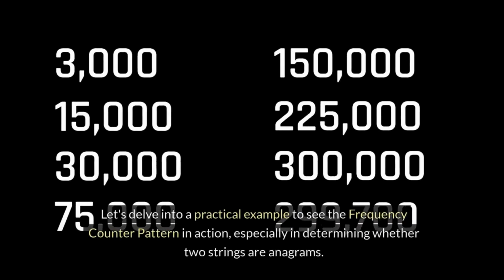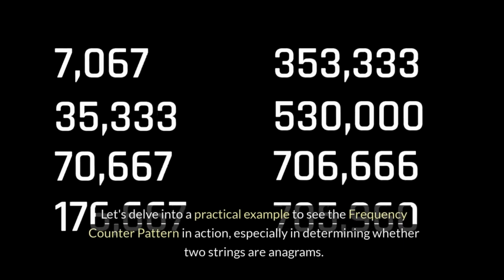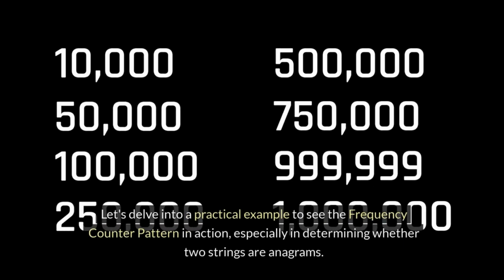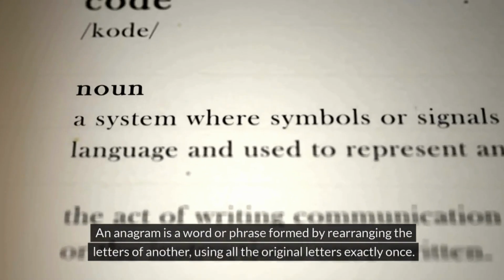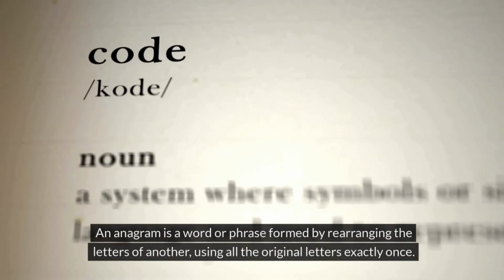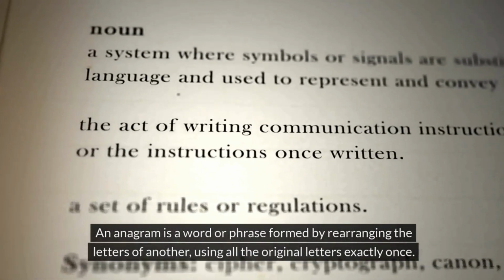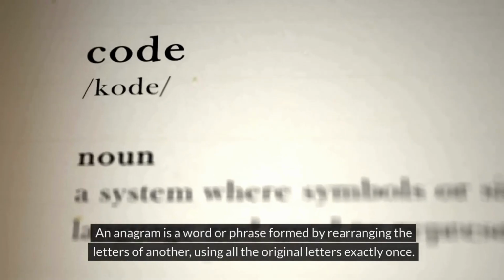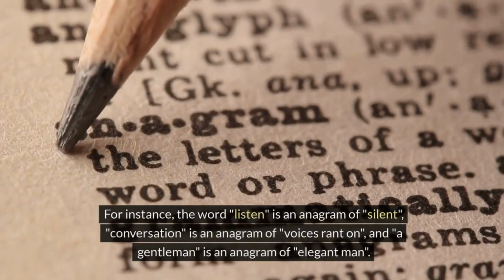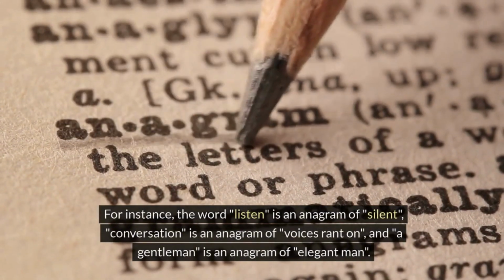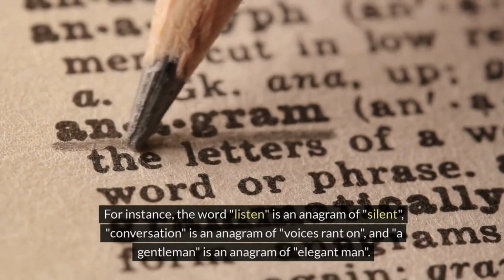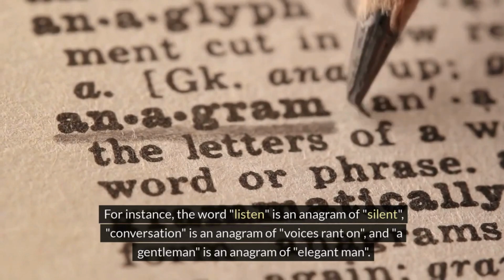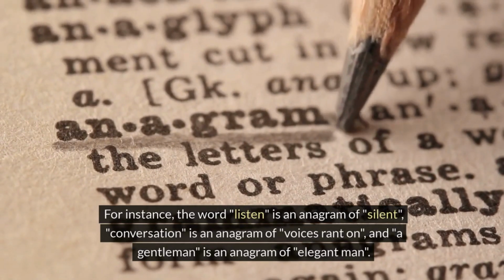Let's delve into a practical example to see the frequency counter pattern in action, especially in determining whether two strings are anagrams. An anagram is a word or phrase formed by rearranging the letters of another using all the original letters exactly once. For instance, the word listen is an anagram of silent, conversation is an anagram of voices rant on, and a gentleman is an anagram of elegant man.